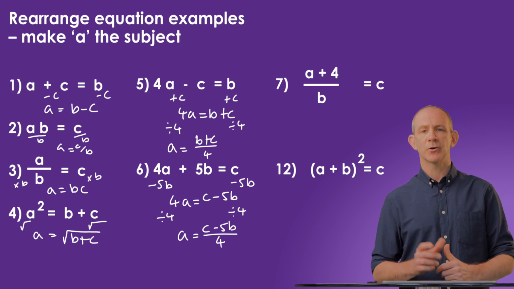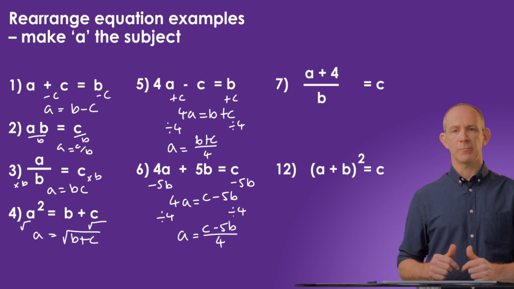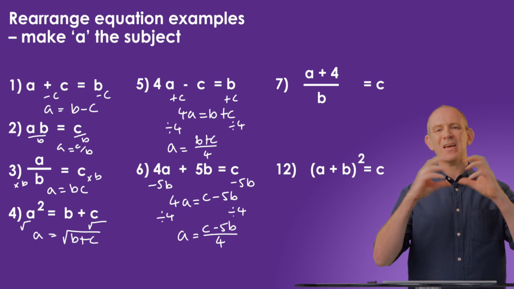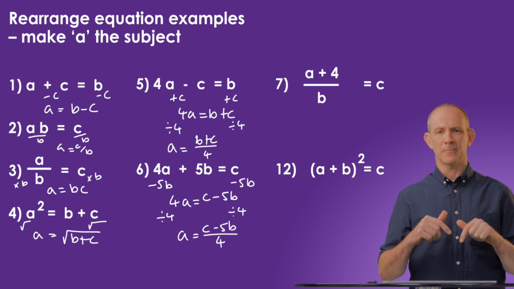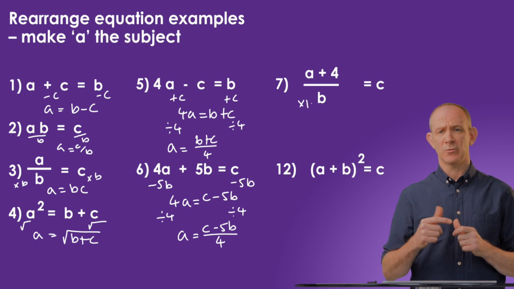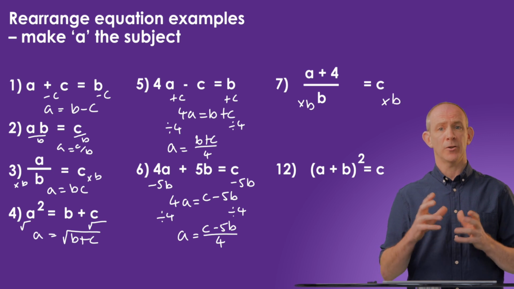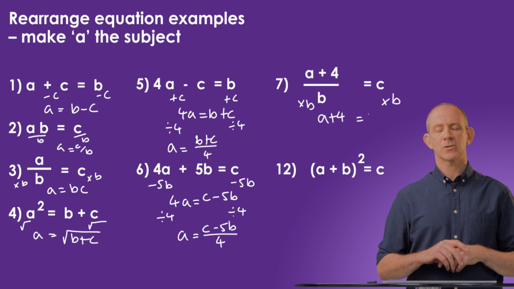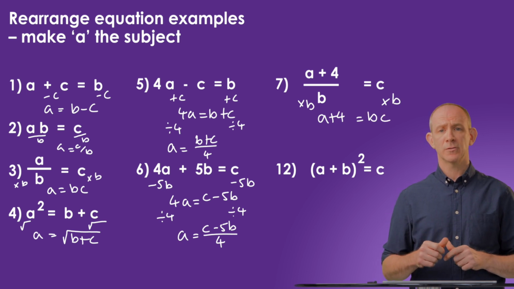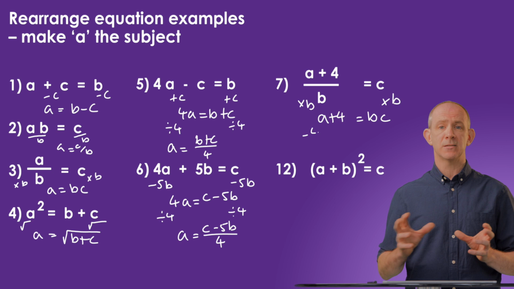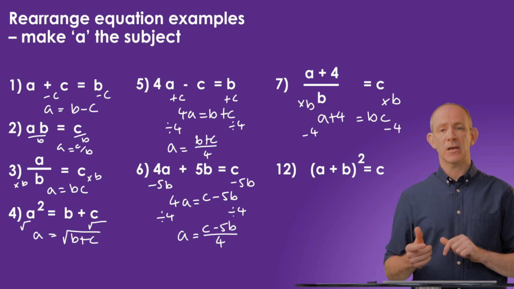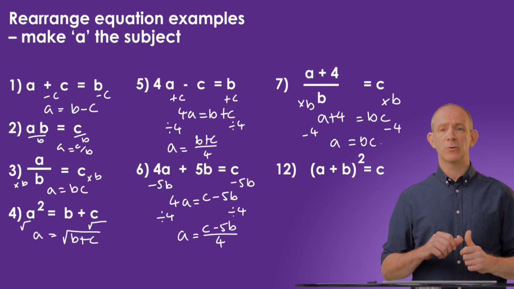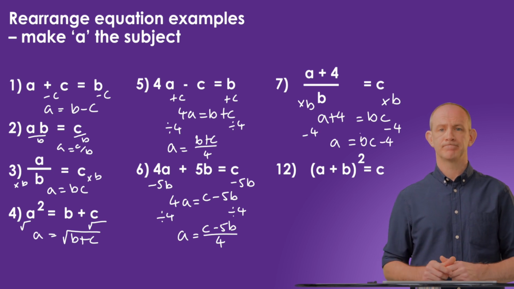Question number 7, we've got a plus 4 divided by b equals c. Now remember what I said. In these fractions, it's everything that's on top of here has to be divided by b. So actually the first thing we want to undo in this is the divide by b, not the plus 4. So we're going to do that by timesing both sides by b. So we end up with a plus 4 equals b times c, or bc. Now we need to get rid of the add 4, and we're going to subtract 4 from both sides. A equals bc, subtract 4.